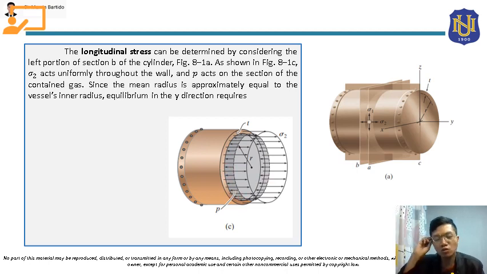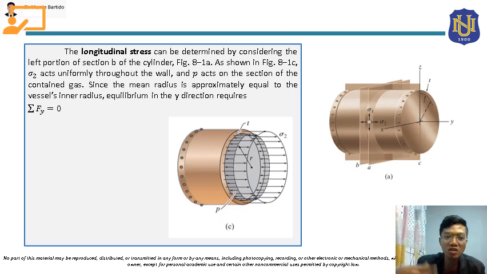Now to solve for sigma 2, we will sum up forces with respect to the y direction. Our y-axis is here, and all of our loadings here are directed along the y-axis. So we sum up all the forces with respect to the y-axis, converting this stress and pressure to force, and this will be equal to 0.